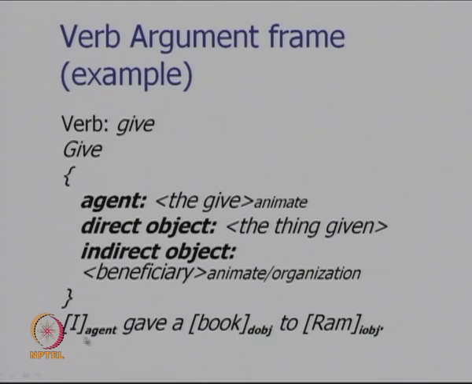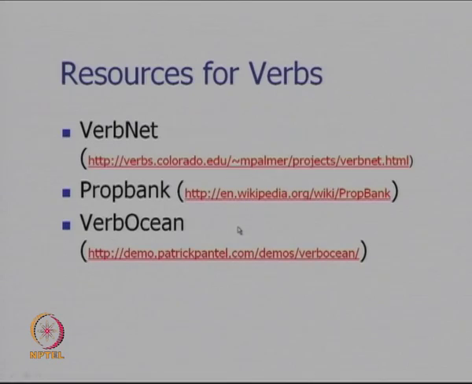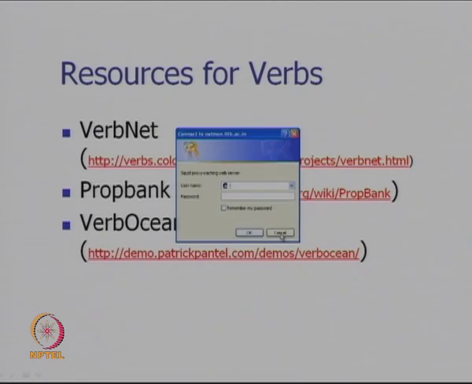So, this shows that this kind of semantic roles can be marked on the words in the sentence. Now, the resource for verbs which I mentioned some time back is VerbNet. This is at this URL, http://verbs.colorado.edu, under the home page of Martha Palmer for the VerbNet project. PropBank is another resource on which information can be found in English Wikipedia. VerbOcean is a project enumerating and storing the verbs. This is available at this URL.